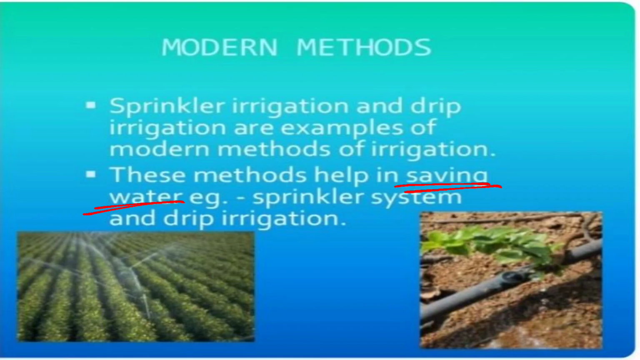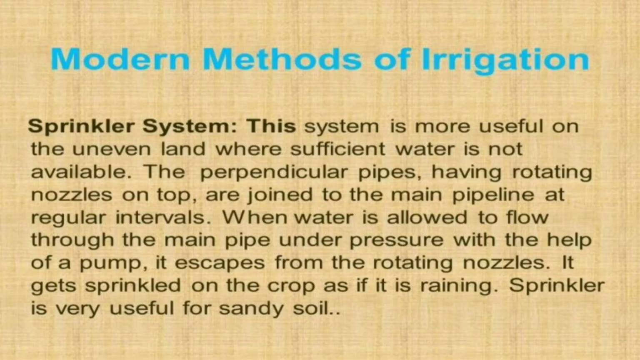Okay, next we are going to define it. So, modern methods of irrigation, that is the sprinkler system. At first, this system is more useful on uneven land where sufficient water is not available. Uneven land means land where water is not available at all. These are called uneven land. So on these types of land we use the sprinkler system, which is a modern method.